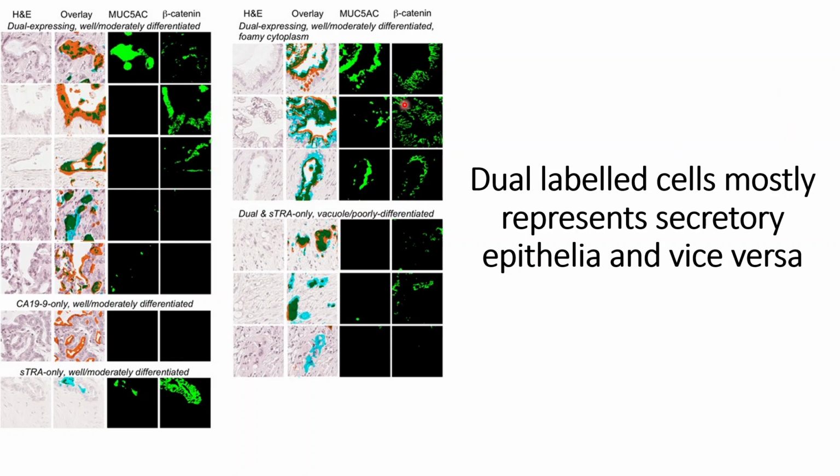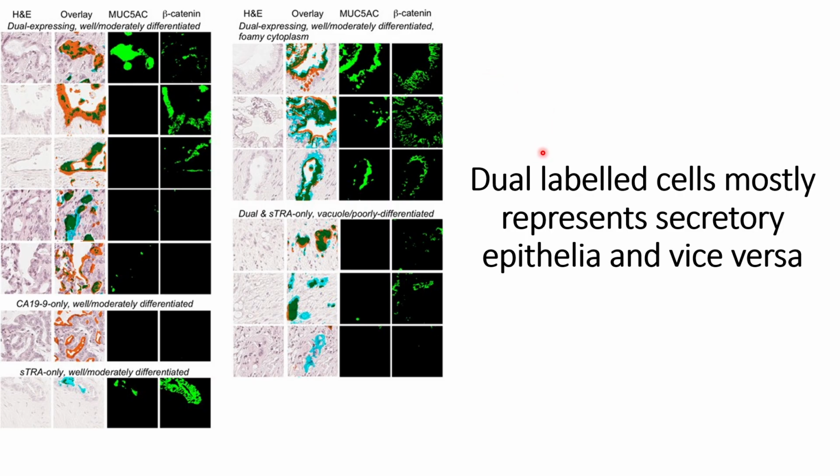Today we will discuss whether the pancreatic cancer cells that express the different markers, that is CA19-9 and sTRA, belong to different groups of phenotypes or not. While we have touched upon this topic in one of our previous videos, in this video we will discuss this topic in slightly more detail.